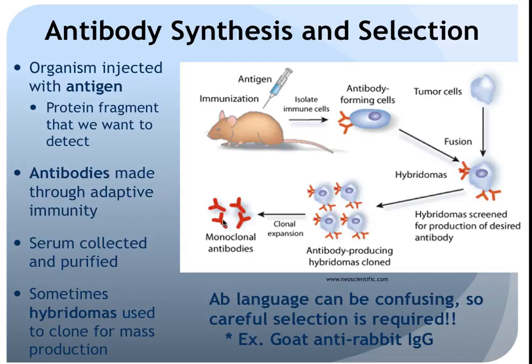I am pointing this out, and the reason I went through the whole purpose of doing this, is because the language of antibodies can be confusing. For example, if I say that something is a goat anti-rabbit, you probably have no idea what I'm talking about. In a couple of minutes you will. Just keep in mind as you're watching this that I tend to write AB as my abbreviation for antibody, because it's simpler than writing it out every time. It's a standard abbreviation in the field. So that's antibody language.